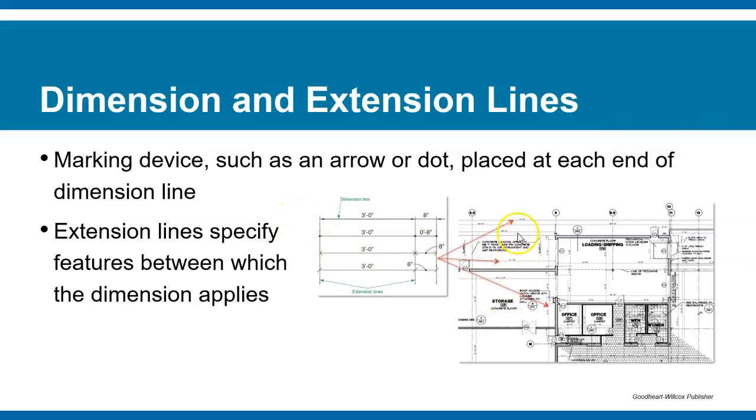Okay, so we see the dimension line, we see the dimension, and we see the arrow or the extension line, where the extension line meets the dimension line, which is right between center lines 10 and 11.